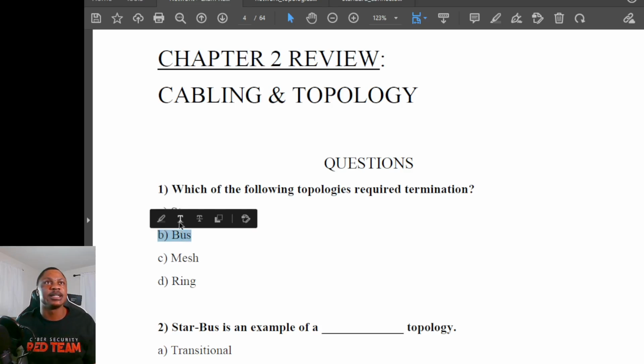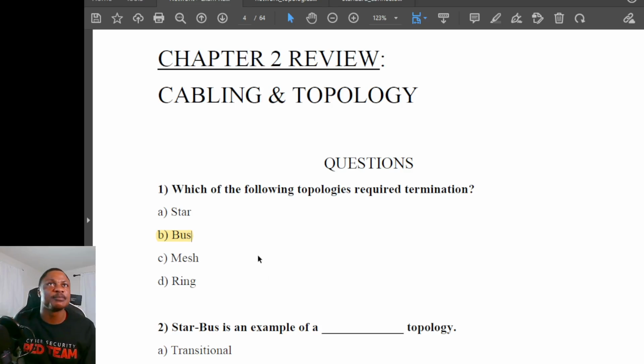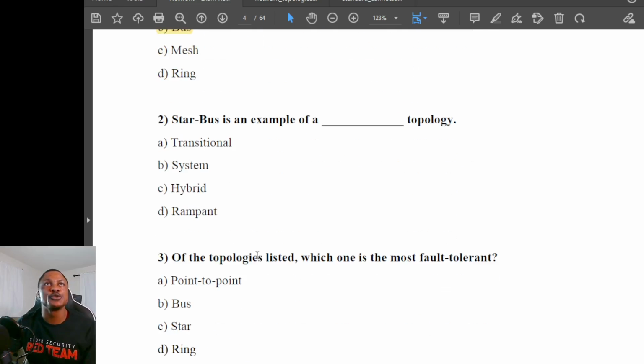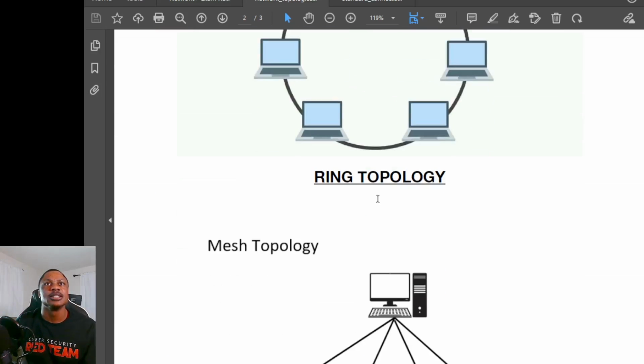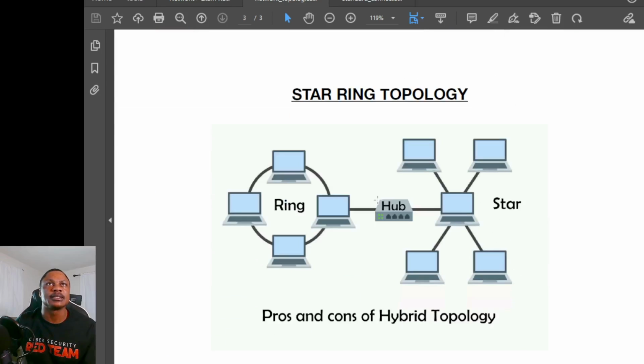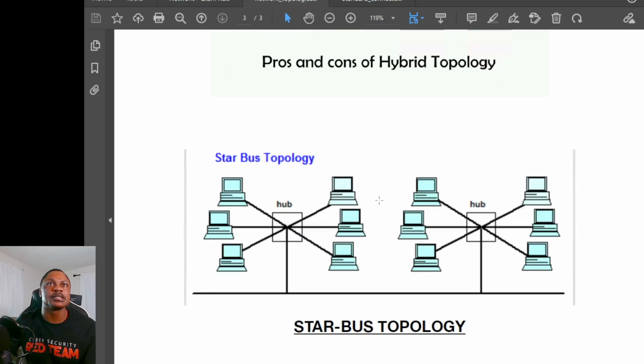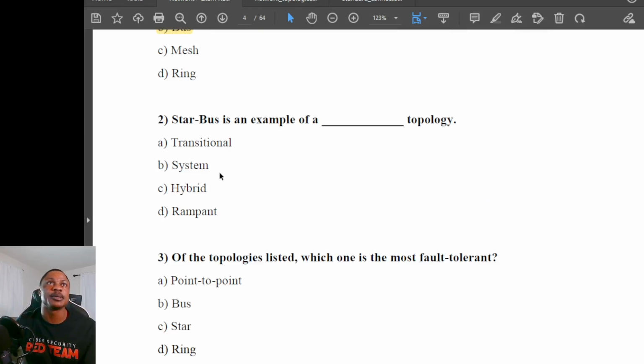I'm just going to go ahead and highlight that, to make sure that you guys are able to see it. Question number 2. Starbus is an example of a blank topology. As I was saying, this is a star ring, but a Starbus is right here, and it's part of the hybrid topologies. So Starbus is an example of a hybrid topology. The correct answer will be C.